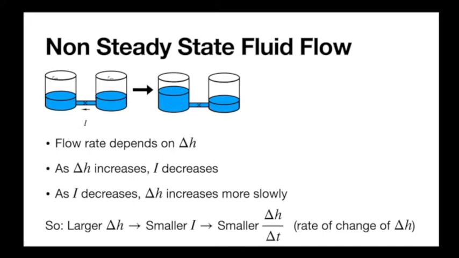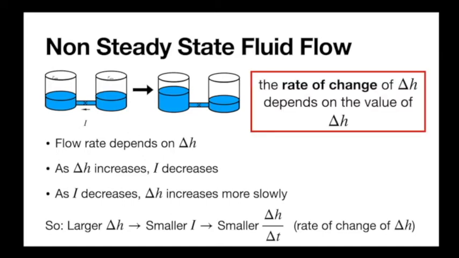So what do I mean by rate of change? We'll talk about it graphically in a sec, but it's delta H over delta T, really your change in height per unit time. How quickly is that height changing? So logic we found here, larger difference in height means a smaller current, means a smaller rate of change of height. So if we go from start to finish, what we figured out was that the rate of change of our height difference depends on the value of our height difference. Yeah?